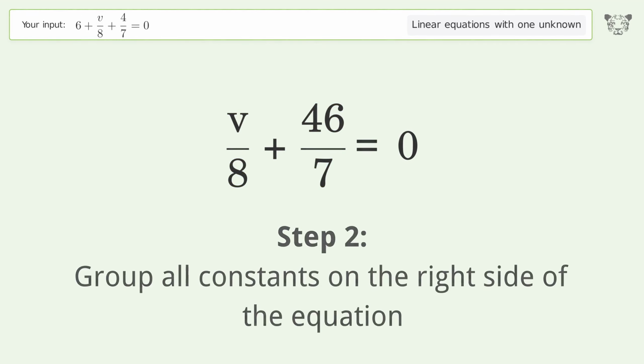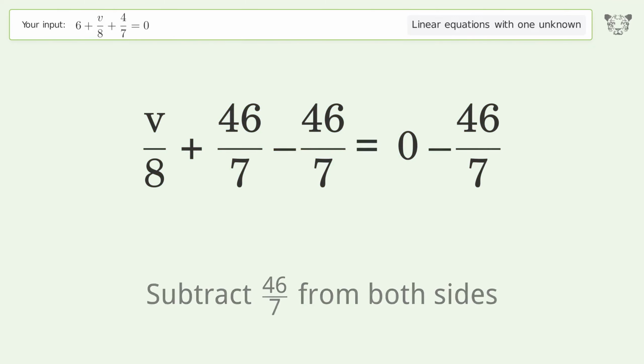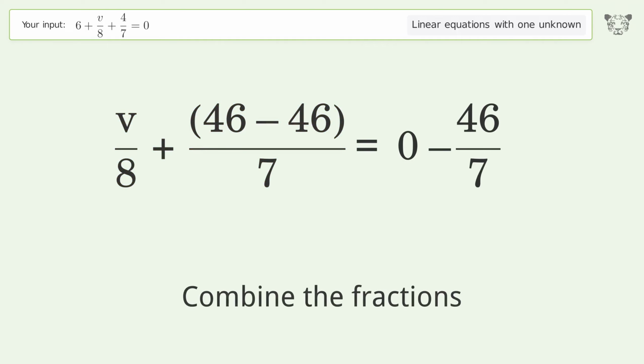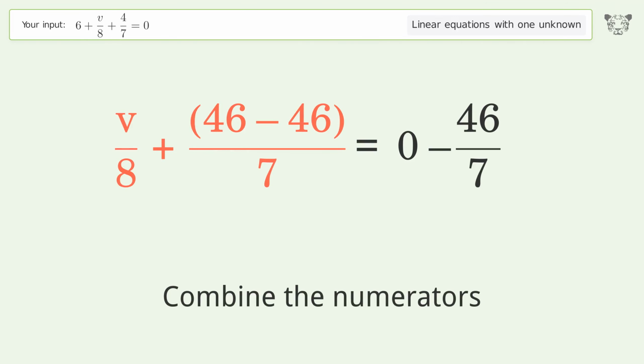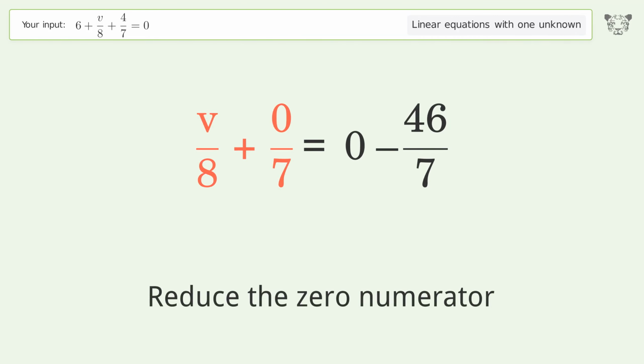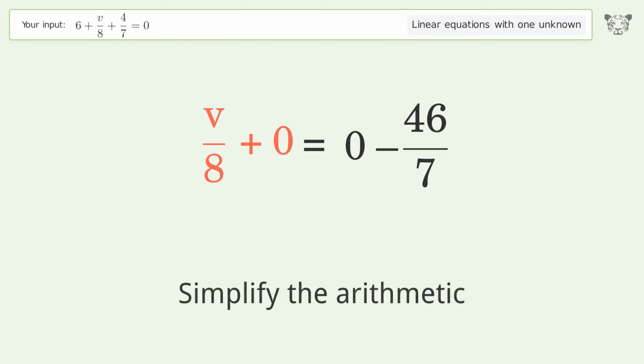Subtract 46/7 from both sides. Combine the fractions. Combine the numerators. Reduce the zero numerator. Simplify the arithmetic.